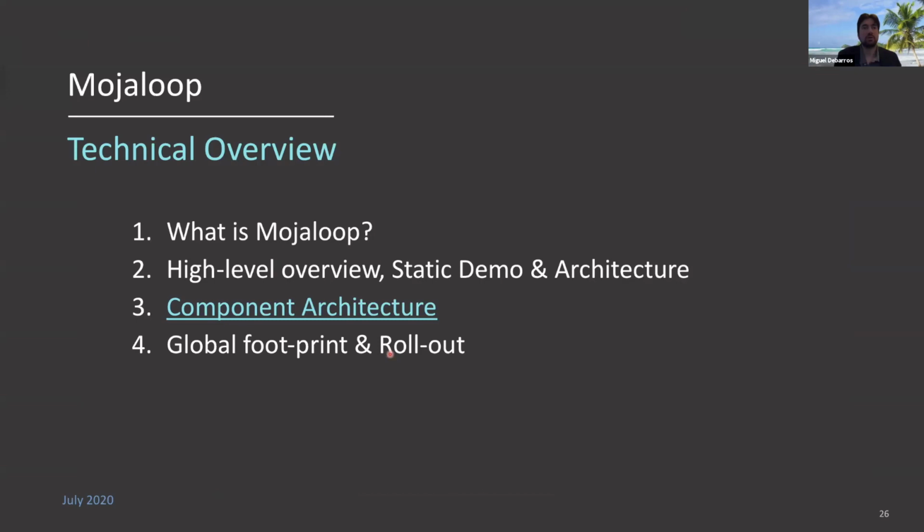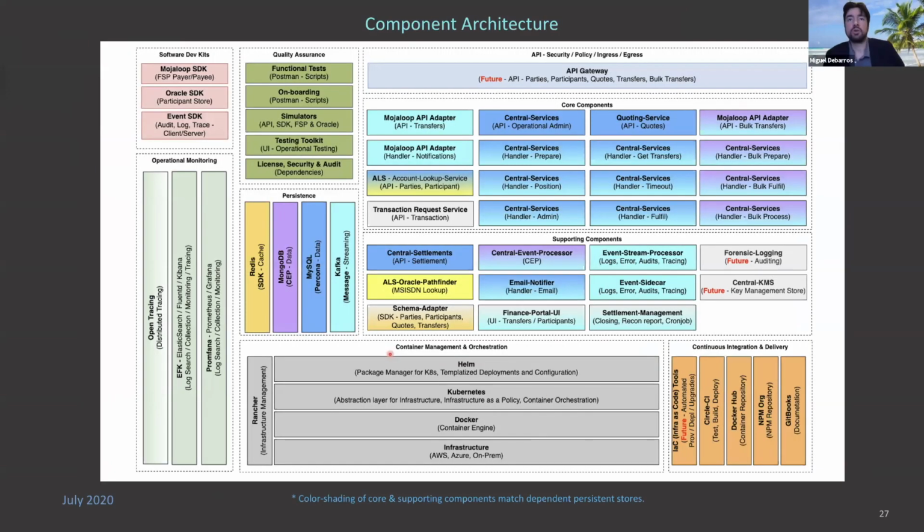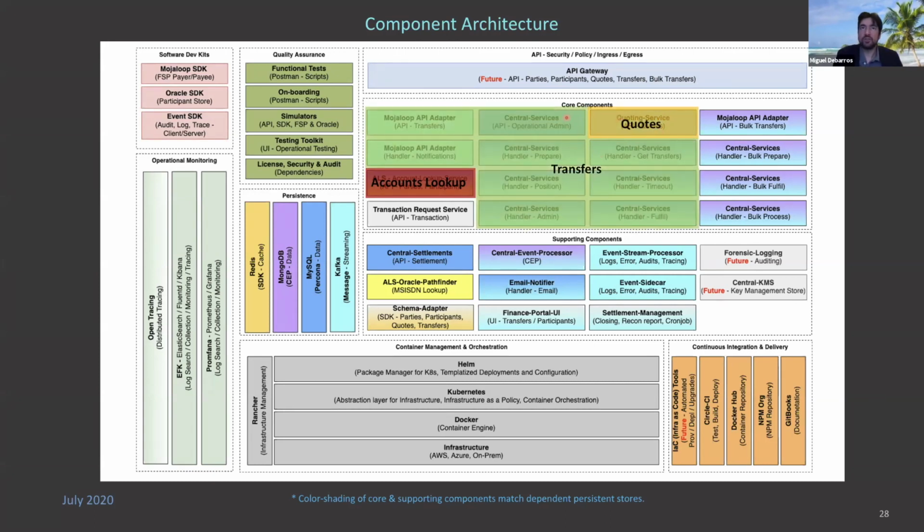Moving on. Here we have the component architecture. This is just basically breaking down into the physical components, in a bit more detail, what you saw on the previous slide. We have basically the core components, which is, I would say, the most interesting part of it. This can be broken up into the account lookup service, the quote service, as well as a whole slew of separate components that form the complete transfer services.